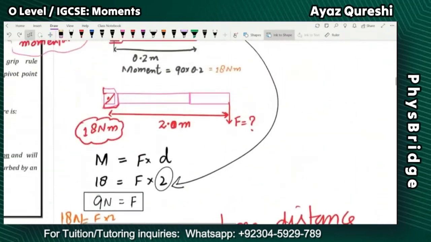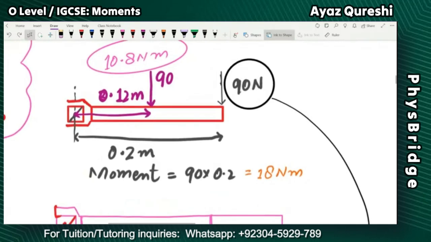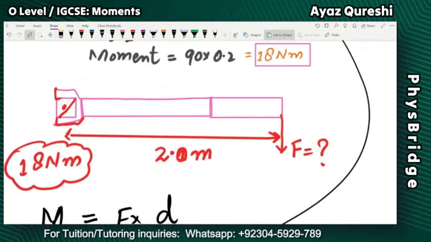You asked me so many questions that day. I told you that if a spanner is, let's say, 0.2 meter and a 90 Newton force is applied to open a nut, then the moment will be 18 Newton meter, just by multiplying these two values. If the same nut is going to be opened with the help of a long spanner which is 2 meter long, I have to apply a very small force, and that force is to be calculated in this question.